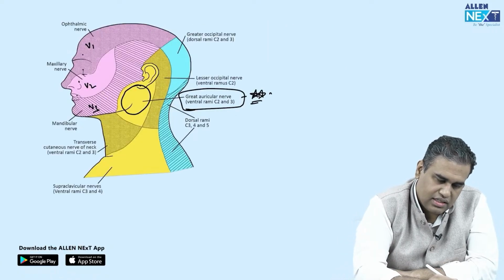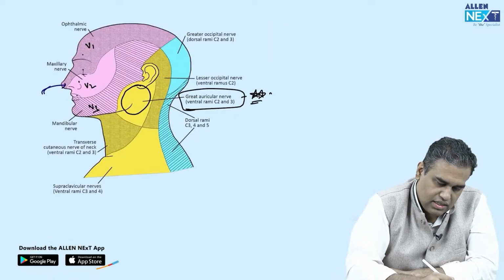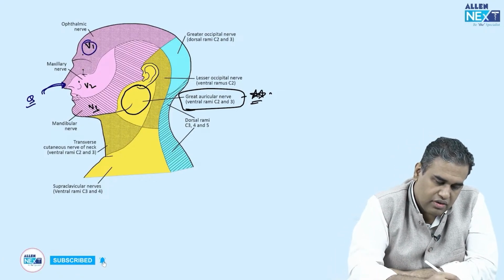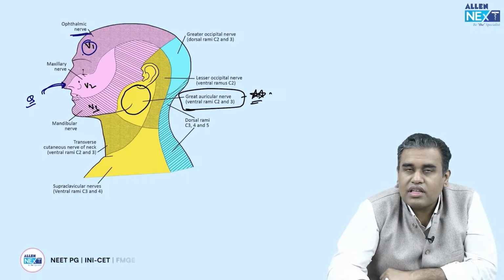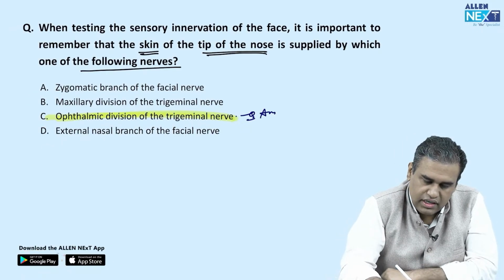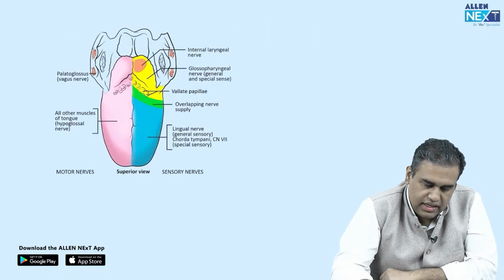Let us now look at it. This is what they ask in the question, the tip of the nose. That is the territory of the V1, the ophthalmic division of the trigeminal, and that is what they asked. Okay, so do remember it. That is the correct answer over here.